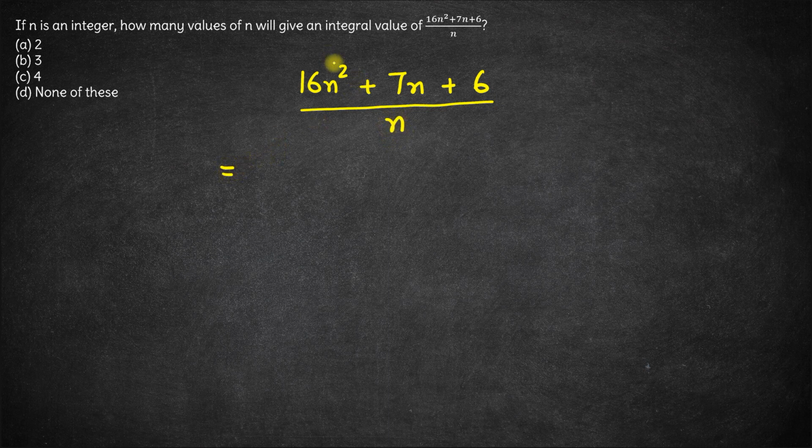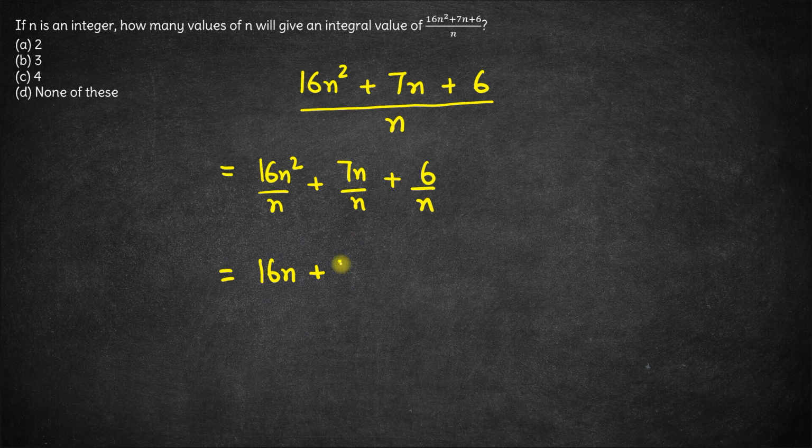So let's do one thing. Let's divide each of these terms by n. So this whole thing by n is effectively 16n square by n plus 7 into n by n plus 6 by n. Now 16n square by n is effectively 16n, plus 7n by n is 7, plus 6 by n. This whole thing has to be an integer.